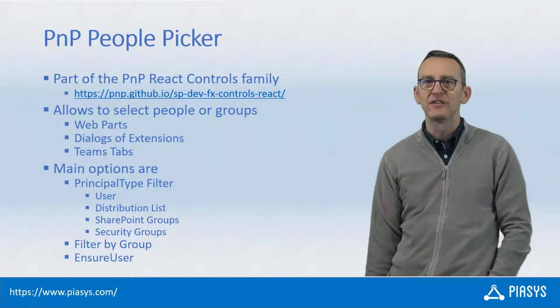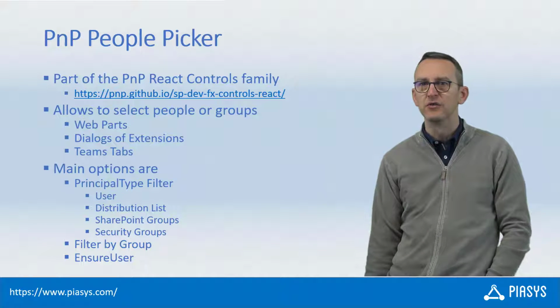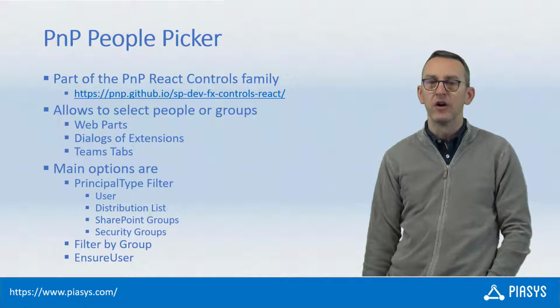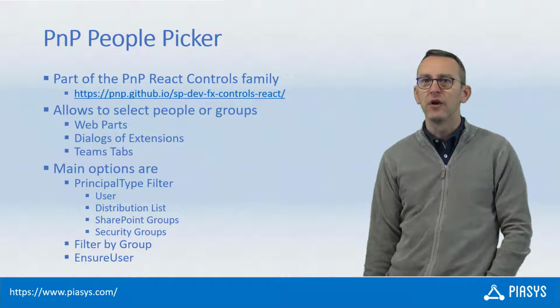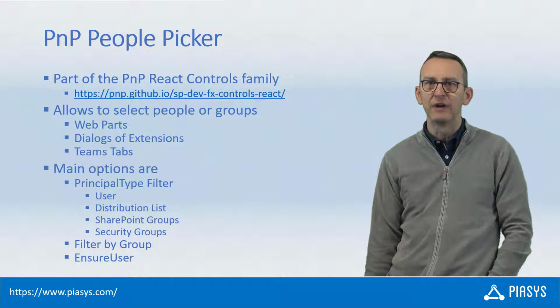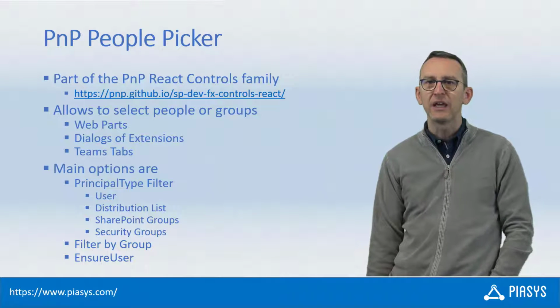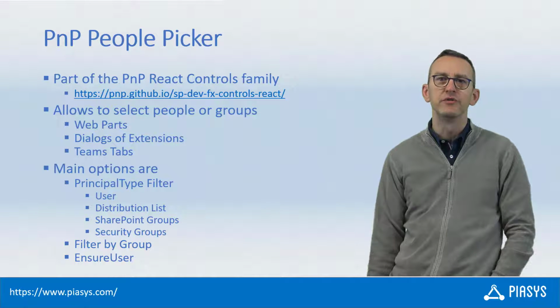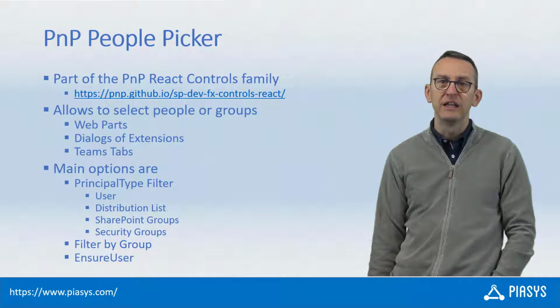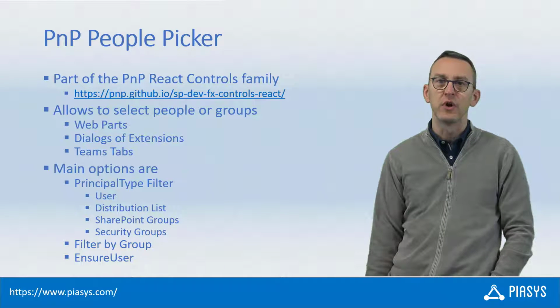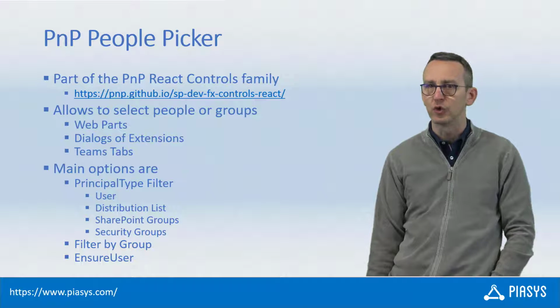You can filter the selection just targeting users or distribution lists or SharePoint groups or security groups. You can also filter by group the people that you want to have in this selection, and you can enable the ensure user option, which is really powerful whenever you want the control to ensure the user that you select in the target site collection in which you are rendering the PeoplePicker control.